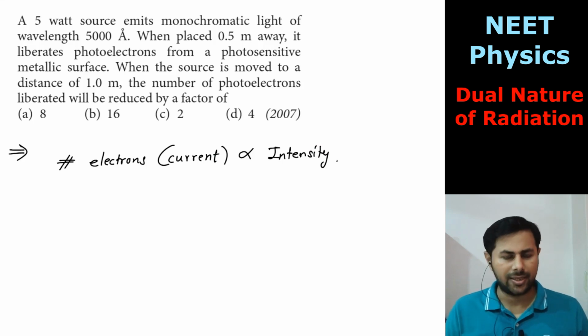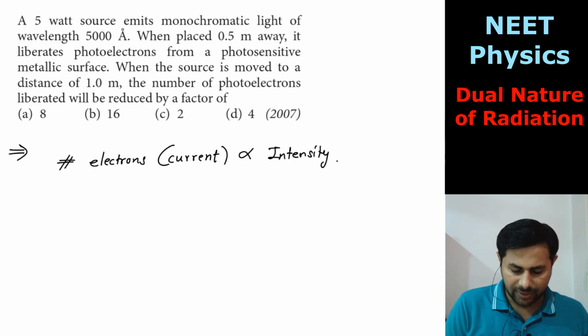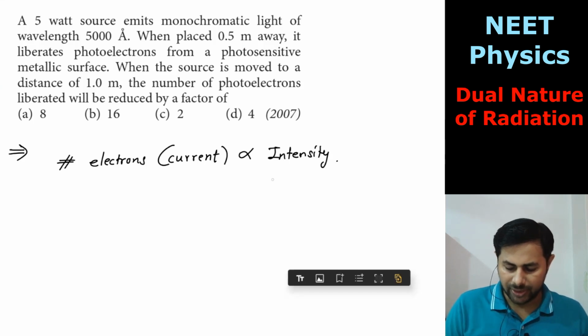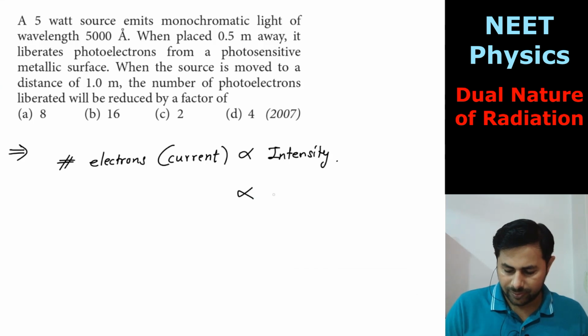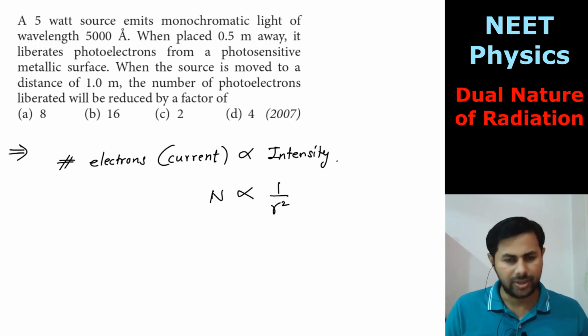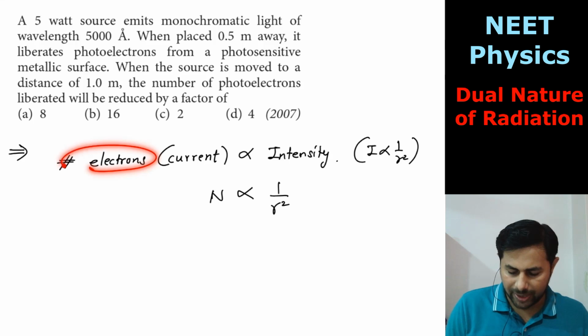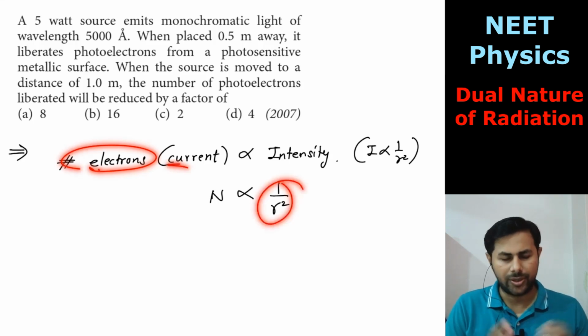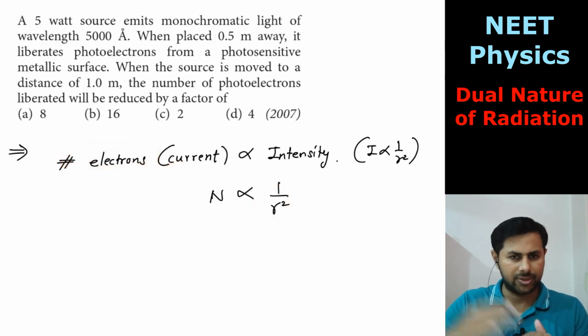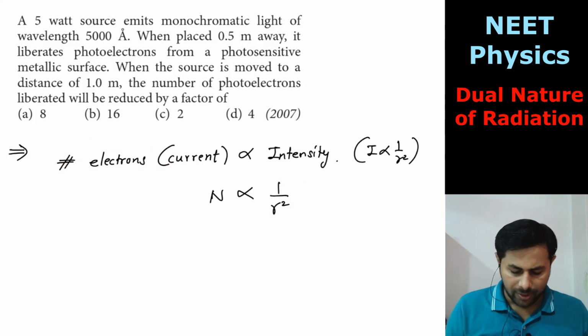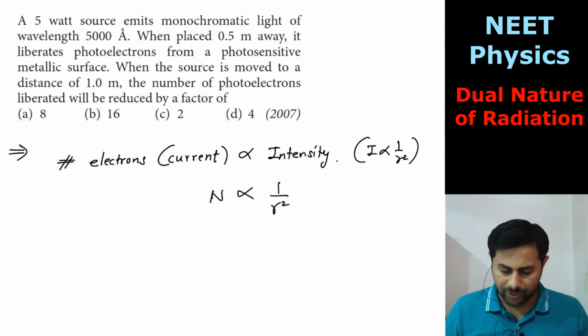Right? Current is directly proportional to intensity, and intensity is inversely proportional to R square. So this number of electrons would be inversely proportional to what? Distance square. Okay, distance of the source square. And then you can just put the values.